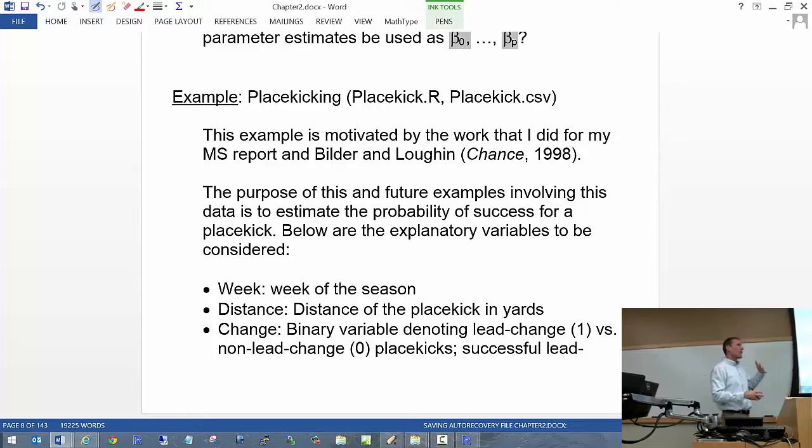For the creative component of my master's degree, when I got my master's degree in 1996, I had to do what's called a report. In our department here, we call it a project. Basically what this amounted to was a 120-page document that I wrote about place kicking in the NFL, trying to figure out what factors affect the probability of success. Obviously distance, but what else? That was my goal. So what I actually did was I collected data on all possible place kicks that had happened during the 1995 NFL season.